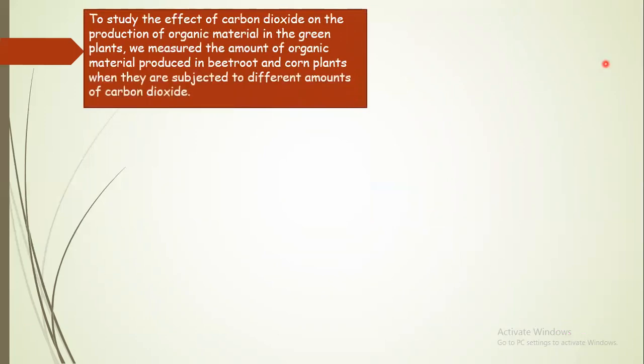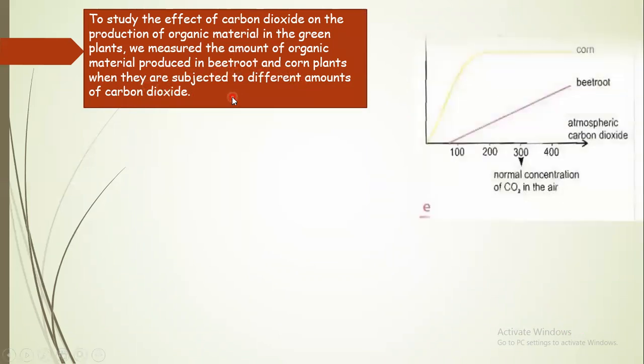Now, another experiment, and this time we are studying the effect of carbon dioxide on the production of organic material in the green plants. So to study the effect, we measured the amount of organic material produced in two different plants, beetroot and corn plants, when they are subjected to different amounts of carbon dioxide, as you see in this document. So in this document, it shows us a graph.